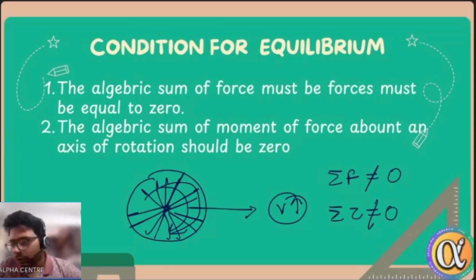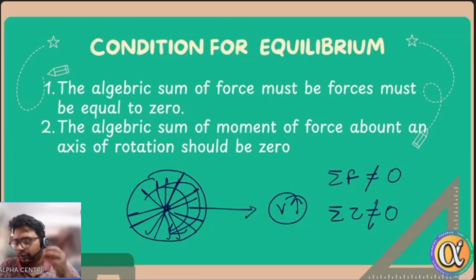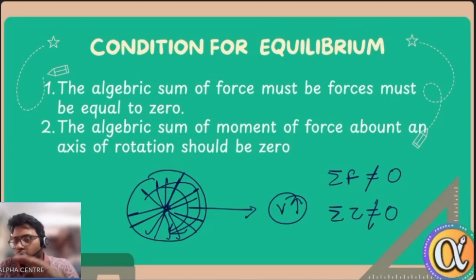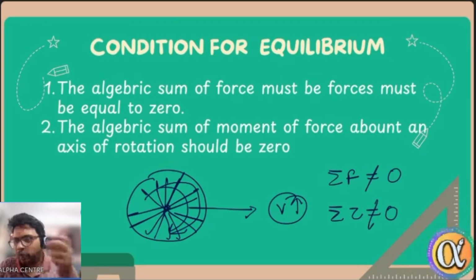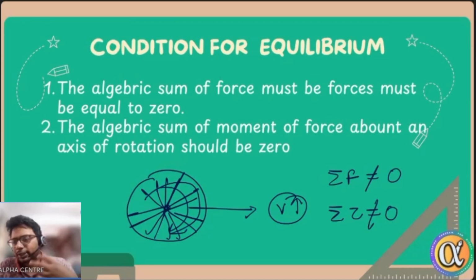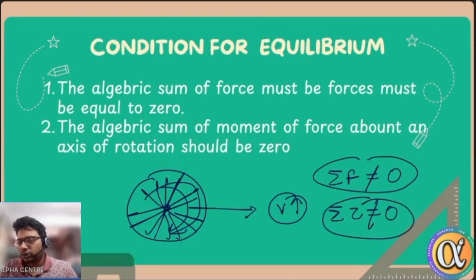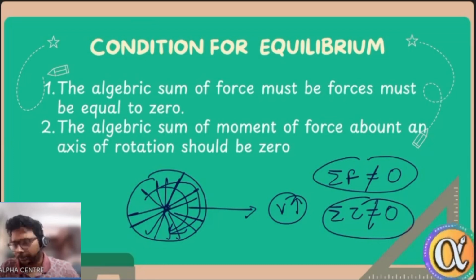So what I'm trying to help you understand here is that if force is zero, then it will either stay at rest or continue to move at uniform speed. But if torque is zero, then it won't rotate. So there are two types of motion. One is translational motion, and the other is rotational motion. The nature of translational motion is determined by the net force on it, while the nature of rotational motion is determined by the net torque on it. Am I clear?